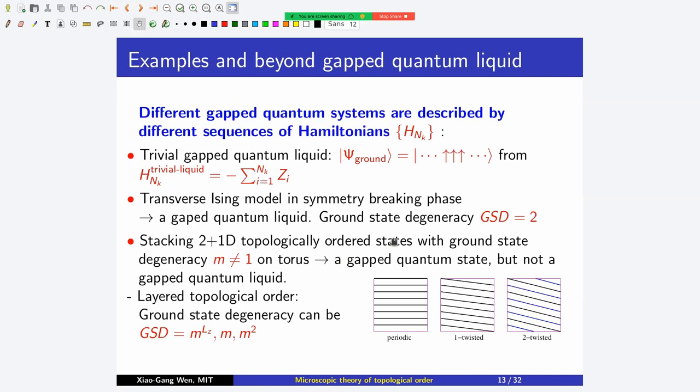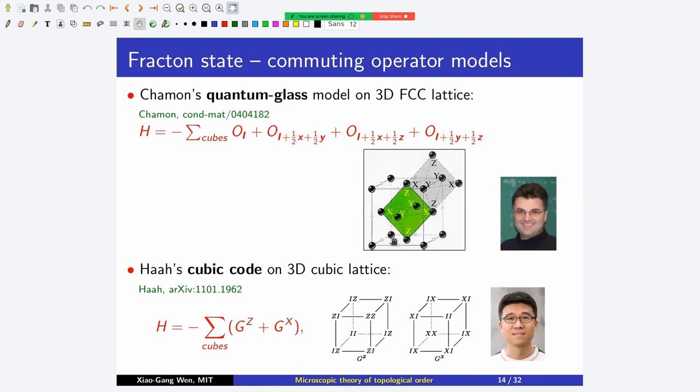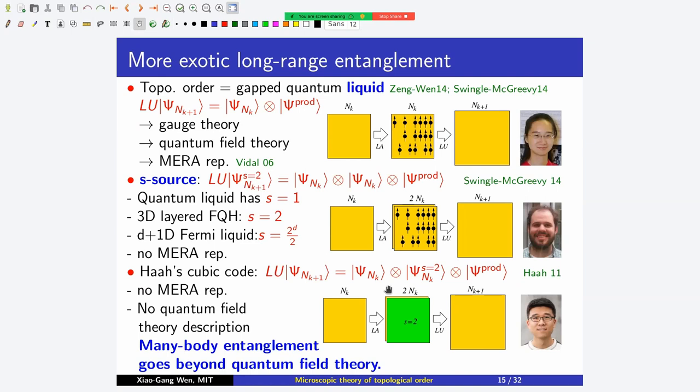Okay, so certainly one simple example of a non-liquid state would be just stacking quantum Hall states together. Then it's a non-liquid. And another non-liquid is the fractal states. Chamon has this model, and Haah's cubic code model also has a fractal structure. It's a really surprising structure, and I will not go into detail on this. Just say that there are all kinds of entangled structures.